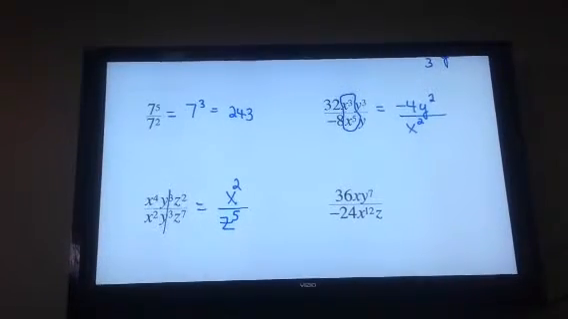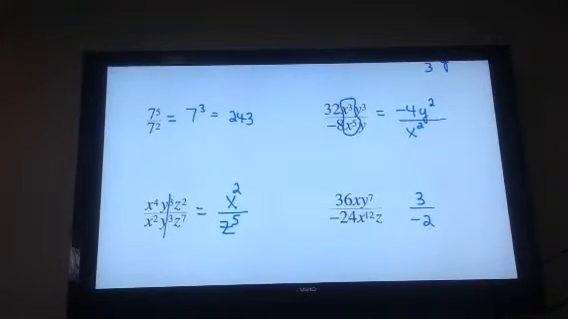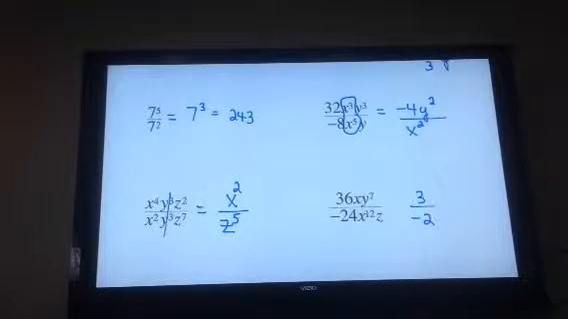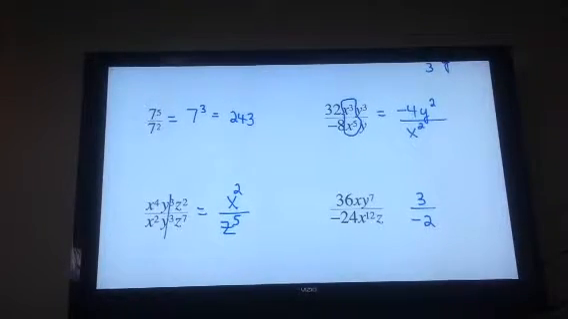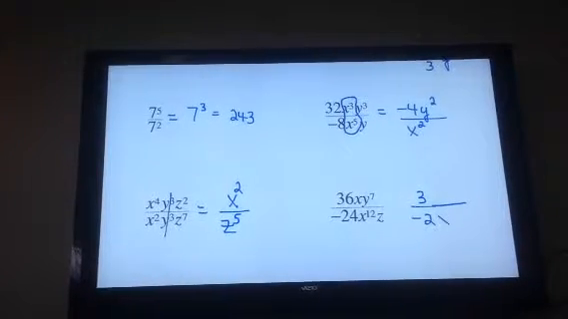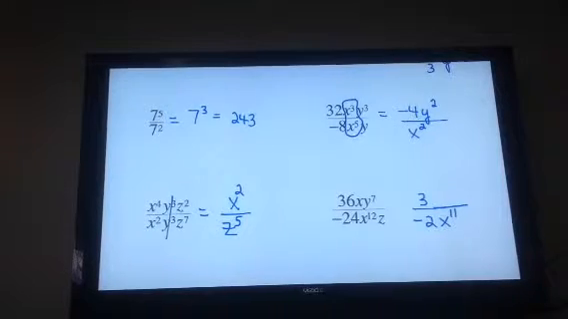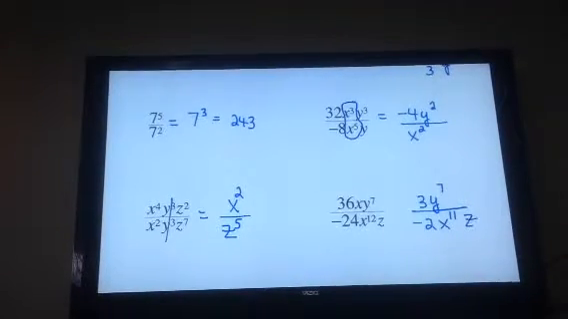36 over negative 24, looks like I can take 12 into both of those and get a negative 3/2. My x's, I have x over x to the 12th, so that's an understood power of 1. 12 minus 1 is 11 in the denominator. My y has nothing to simplify with, so leave it. And my z has nothing to simplify with, so leave it.